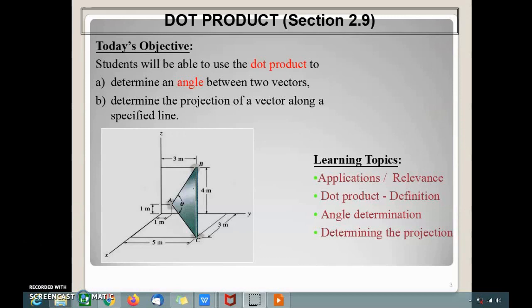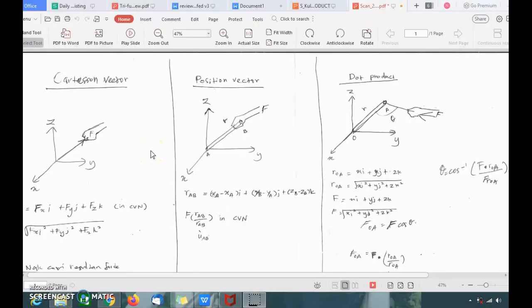Today's objective is that the student will be able to use the dot product to determine an angle between two vectors, and determine the projection of a vector along a specified line. From the last class, we already learned about Cartesian vectors and position vectors, and now we are going to learn about dot products. So for Cartesian vectors, the location of the force is like this.